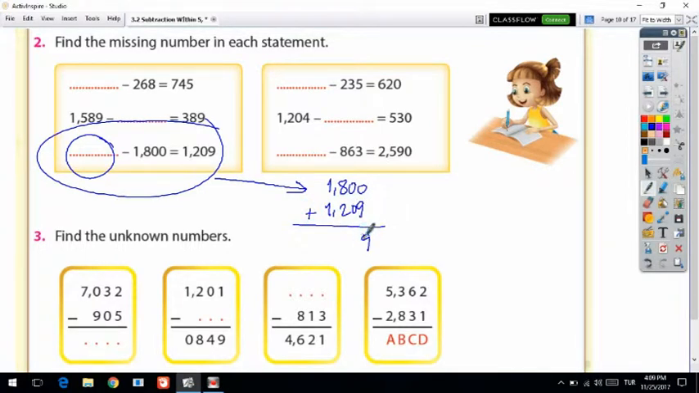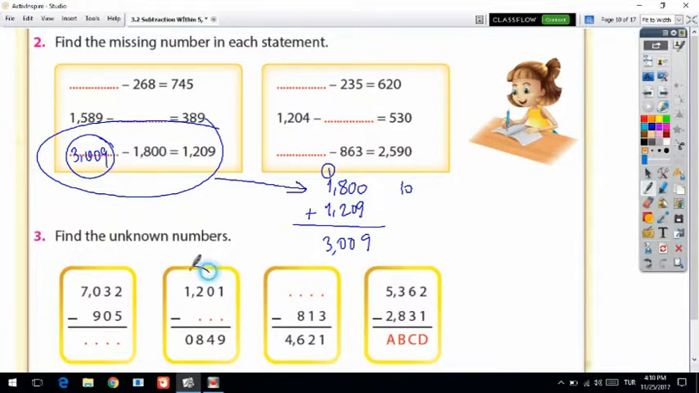9 plus 0, 9. 0 plus 0 is equal to 0. Then 8 plus 2 is equal to 10. So 0 comes down, 1 goes next. 1 plus 1 plus 1, 3. Your answer is 3,009. I am writing here 3,009. So what about this one?